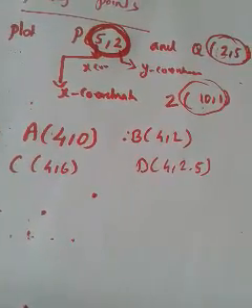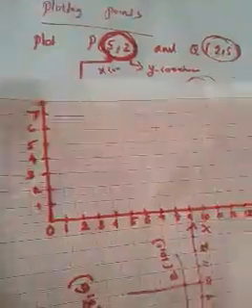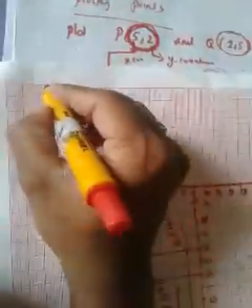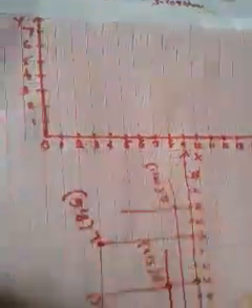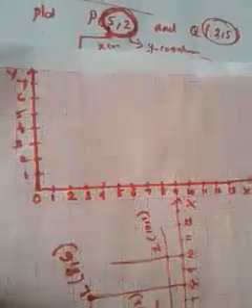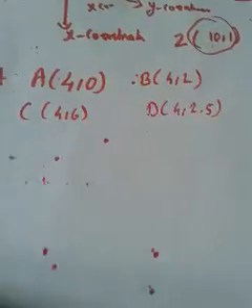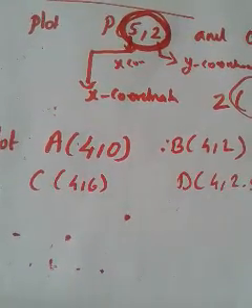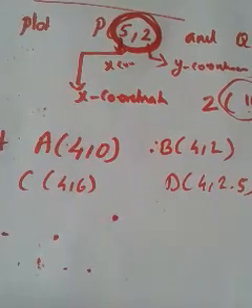Okay, so in order to plot these 4 points we need a graph. So I have marked the x-axis and the y-axis. You have to use different graph papers. And which is the first point you have to plot? A (4, 0) is the first point you are supposed to plot.